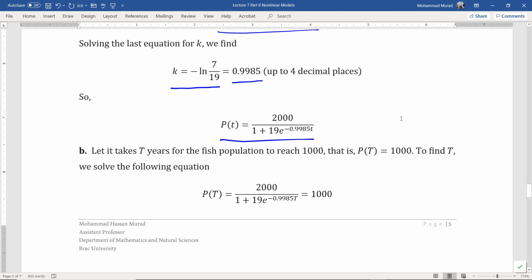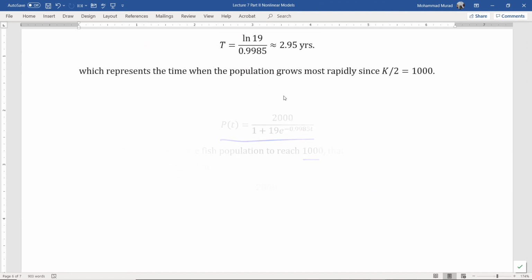Now to solve part B of the question, let us assume that it takes t years for the fish population to reach 1000. That is, p of t equals 1000. Now to find t, we solve the following equation. Which gives t equals natural log of 19 over 0.9985, which is approximately equal to 2.95 years, which represents the time when the population grows most rapidly, since half of the carrying capacity, k over 2, equals 1000. The direction field and the behavior of the solution curve of this model is given in the following figure.